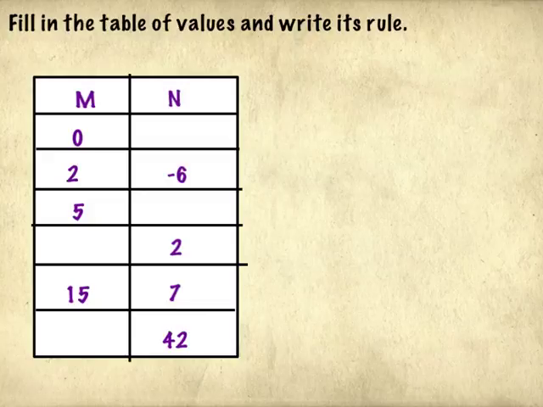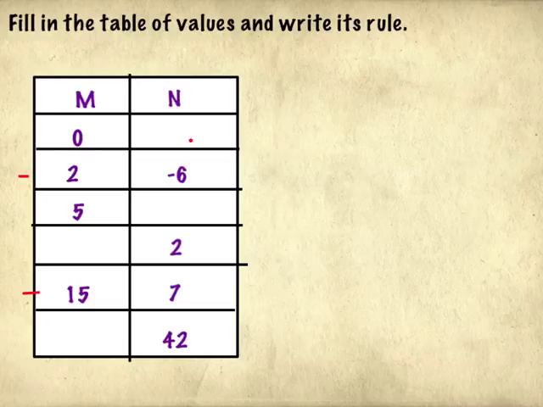Let's do that once more just to give you an idea of what you're doing, and then you can give it a try. Here I have m and n. And I don't have anything by the 0, so let's look at this one. I have a 2 and a -6. So I have to decide what's going to happen to 2 that would give me -6. Well, 2 take away 8 would give me -6. Let's see if that plays out.